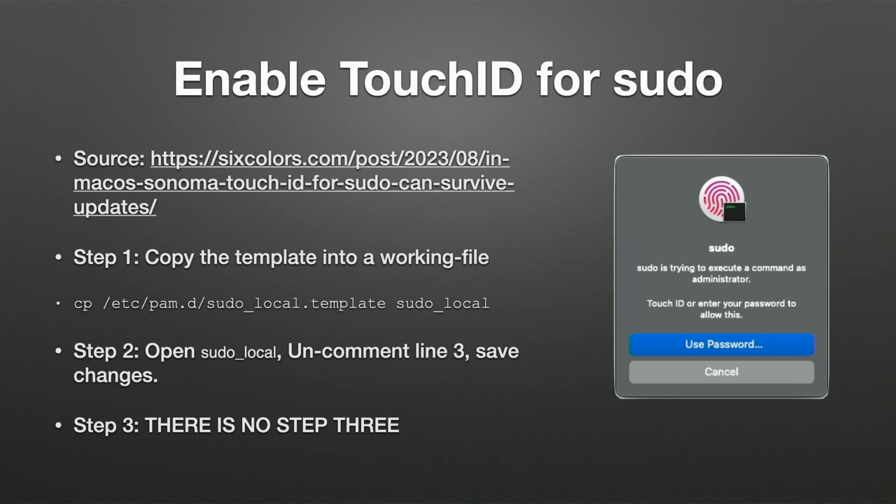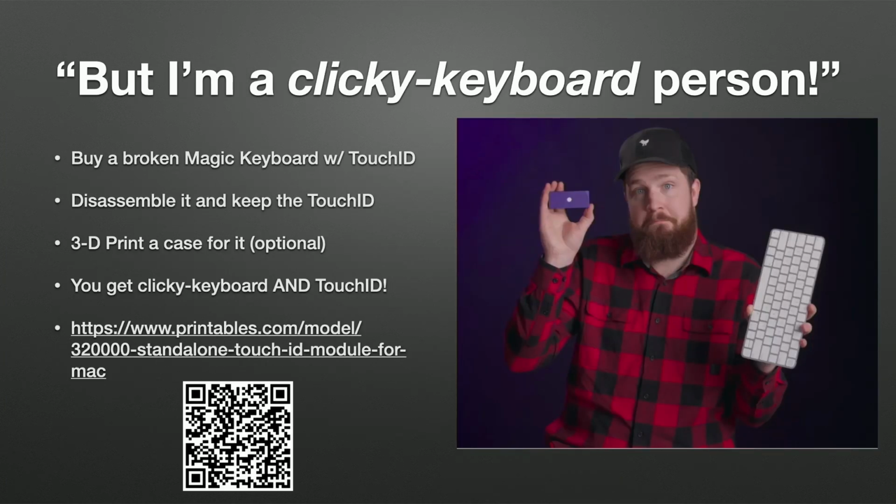So you can do this very easily by grabbing this particular file on the third bullet point, copying from the template into the local file, and then you go to line 3 of this one file that is not very long. You take out the first character to uncomment that line and make it active, and then you save it. And there is no step 3. But if you're a clicky keyboard person, you're somebody who has very particular preferences related to the type of hardware that you use specifically for typing, all hope is not lost. You can still do this.